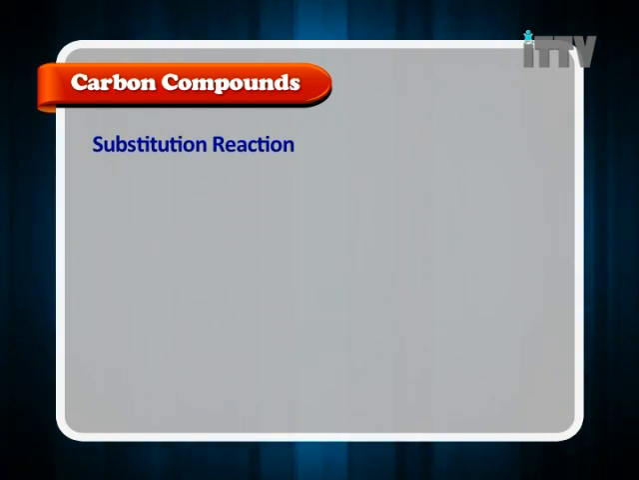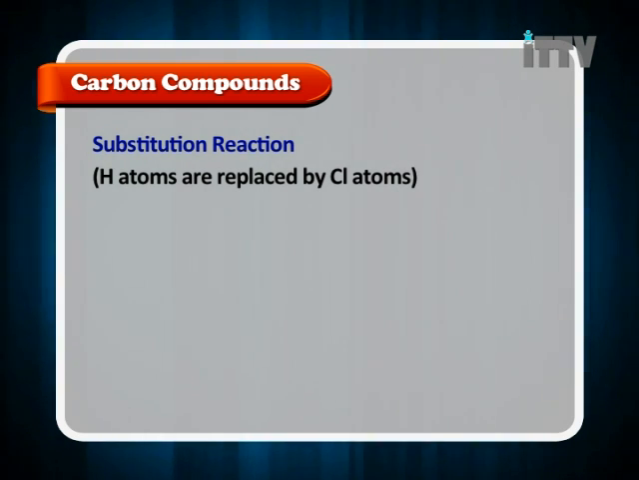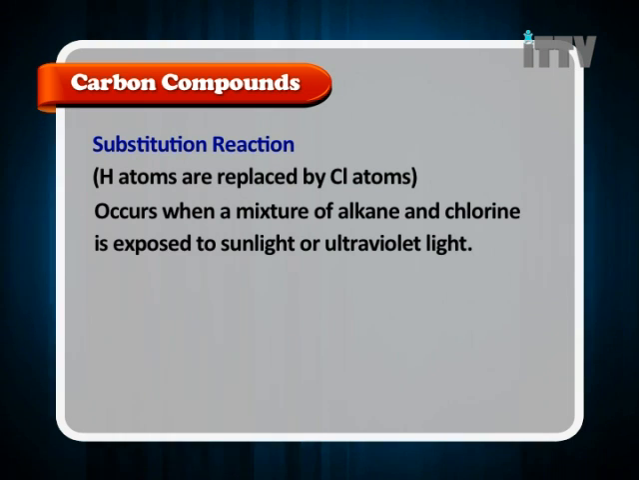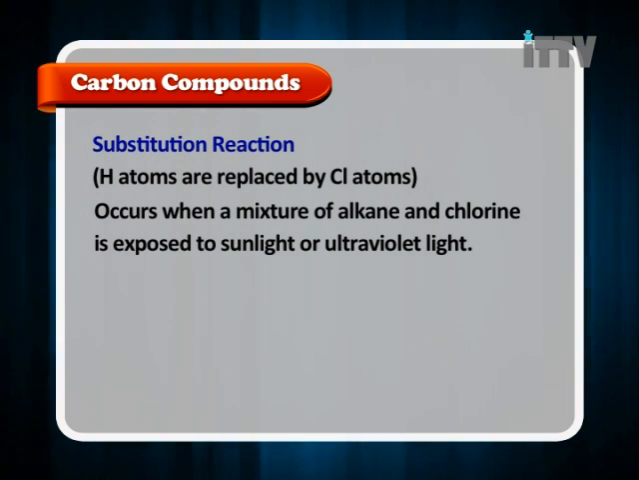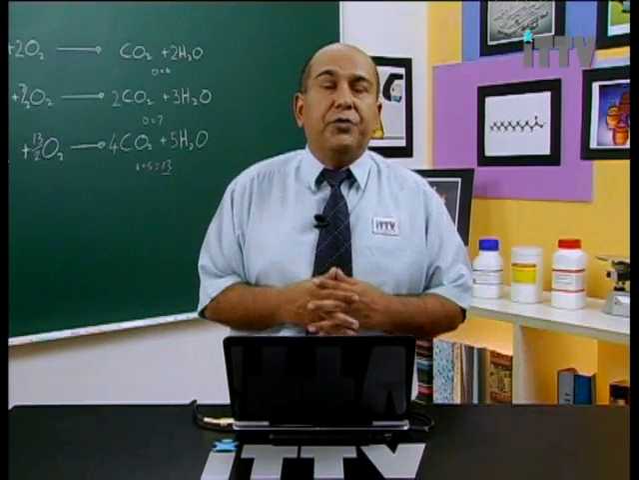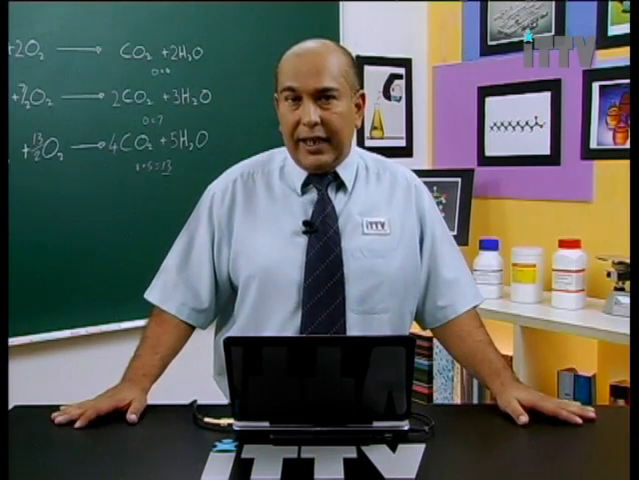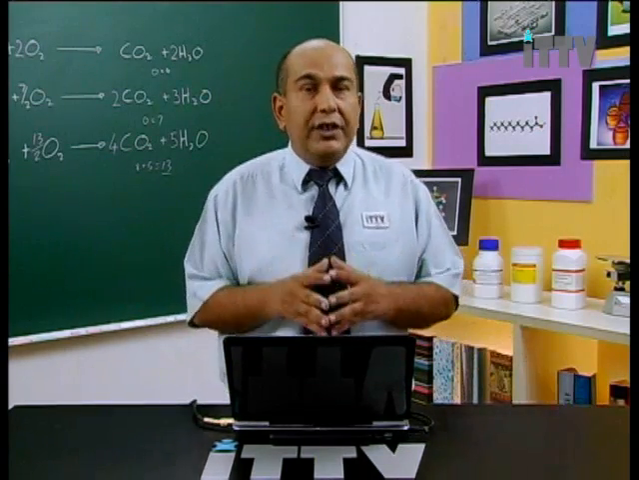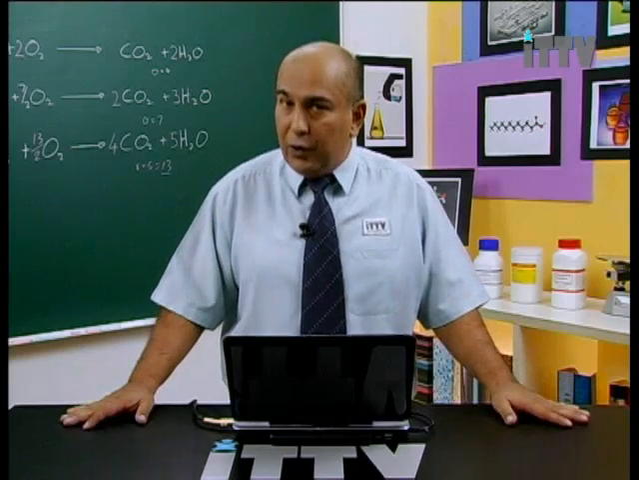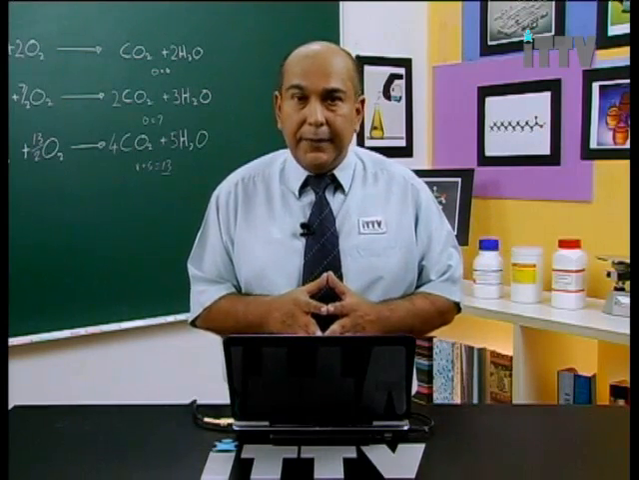Substitution reaction. Hydrogen atoms are replaced by chlorine atoms. A substitution reaction occurs when a mixture of alkane and chlorine is exposed to sunlight or ultraviolet light. So the substitution reaction is really, apart from combustion, the only reaction alkanes do. The reaction is between the alkane and halogens. It can also be bromine and iodine.